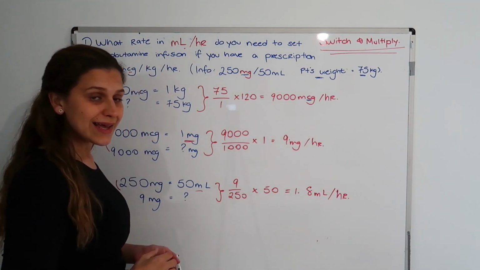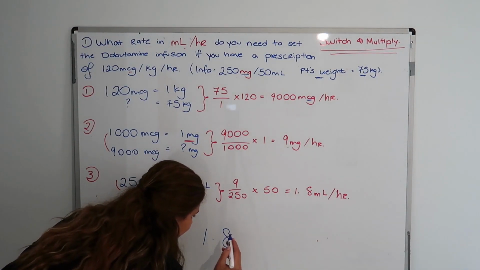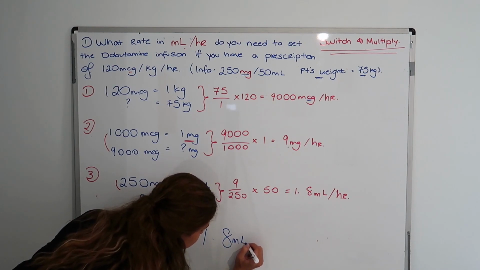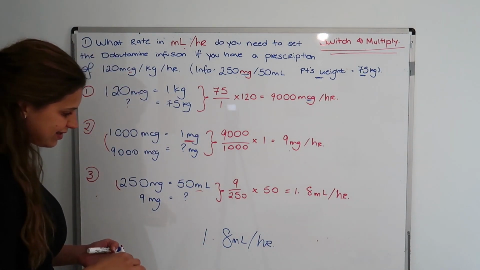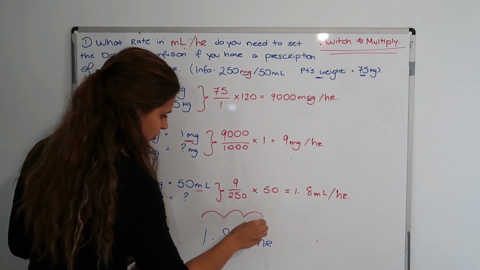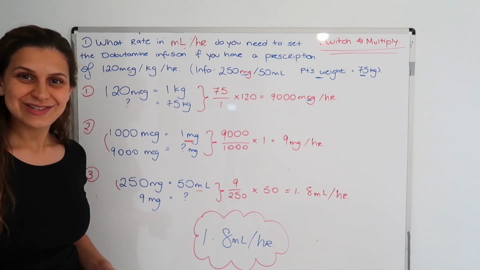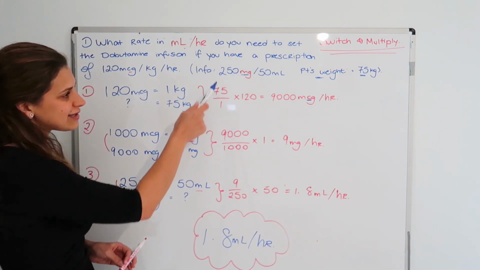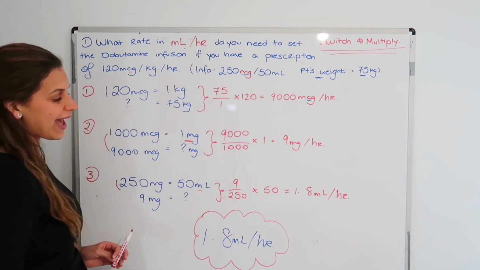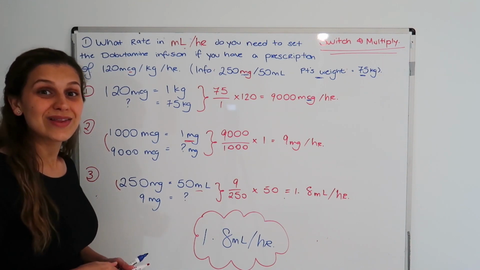So you will set your pump at 1.8 milliliters per hour. And there you have it. This is your final value. Woo! That's not bad at all, is it? Very simple, always using the switch and multiply. Switch and multiply. Good? Let's do another question.